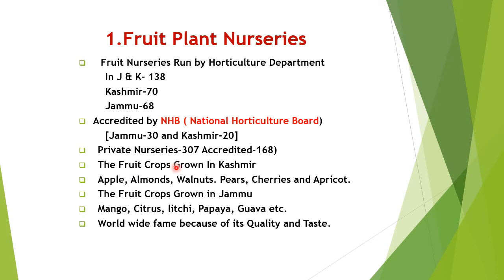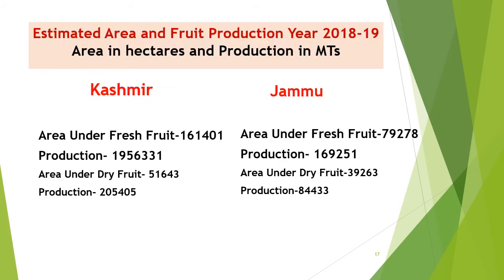The fruit crops grown in Kashmir: apple, almonds, walnuts, pears, cherries and apricot. The fruit crops grown in Jammu: mango, litchi, papaya, guava, etc. So the fruits of J&K have worldwide fame because of their quality and taste. Estimated area and fruit production, year 2018 to 19, area in hectares and production in metric tons.